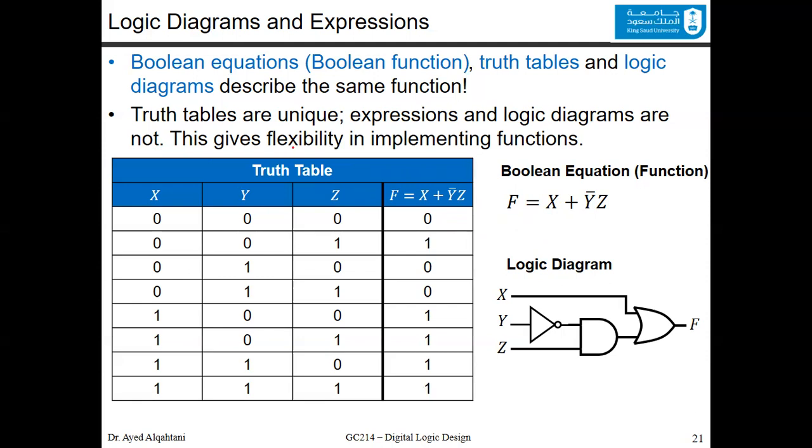This means the truth table, if you generate it for a certain function, it's unique, it's giving you the same thing. But the function, you could have many functions representing the same truth table. Similarly, you can have many logic diagrams that represent the same truth table.